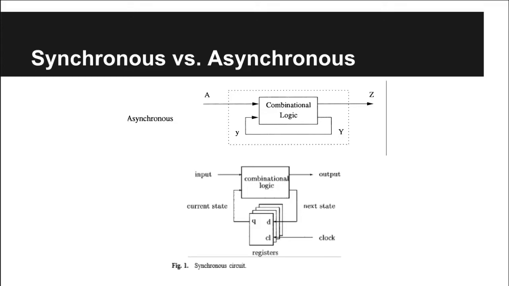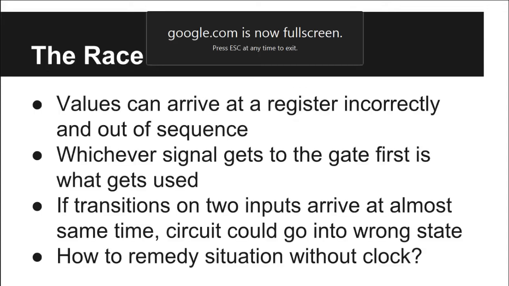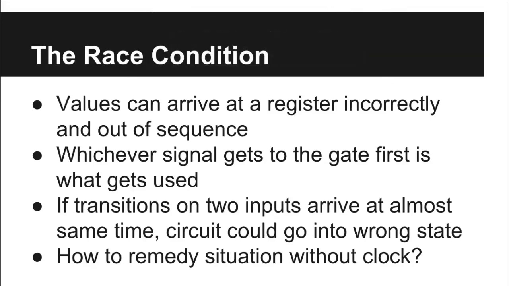And this brings us to the hurdle I mentioned earlier. That is, how do we synchronize this without a clock? There is a situation known as a race condition that can occur without the presence of a clock that we must account for. That is, what happens when values of one circuit or component arrive at the inputs of another circuit or component incorrectly and/or out of sequence.